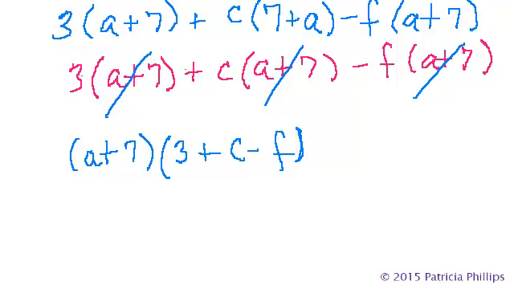So if you see something like that, a lot of times the common binomial factor is already there. It's just written in a way to where you might not realize that it's there because some of the terms are flipped around.